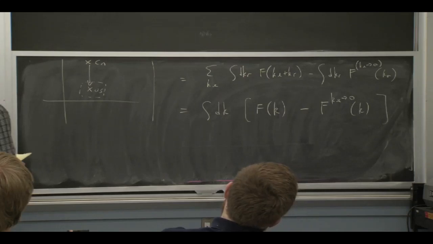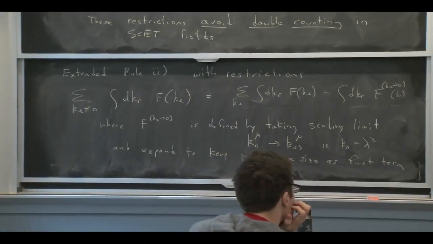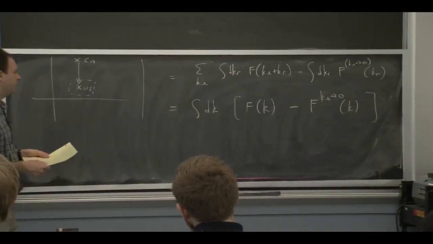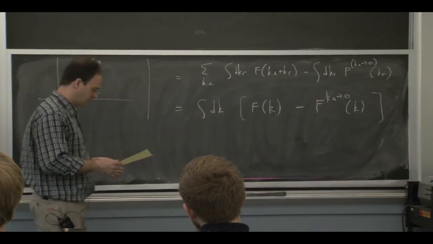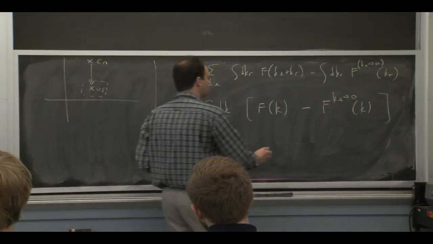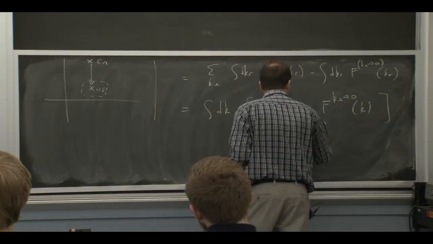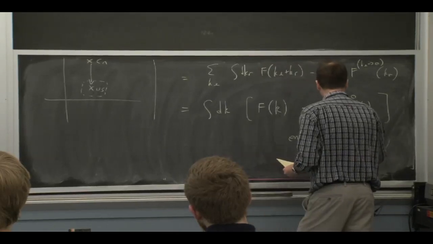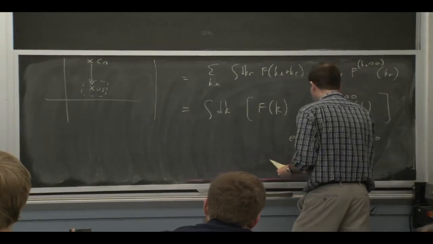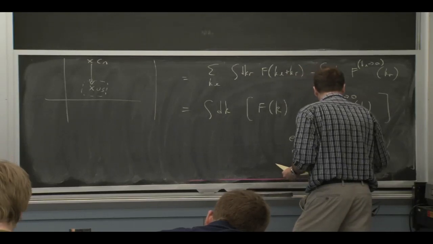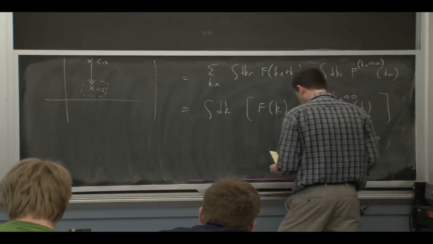Okay? So all the discrete sums are good for is a means of figuring out what limits you need to take to generate these subtractions. And once you've done that, everything's a continuous integral. And this is called the zero bin subtraction.